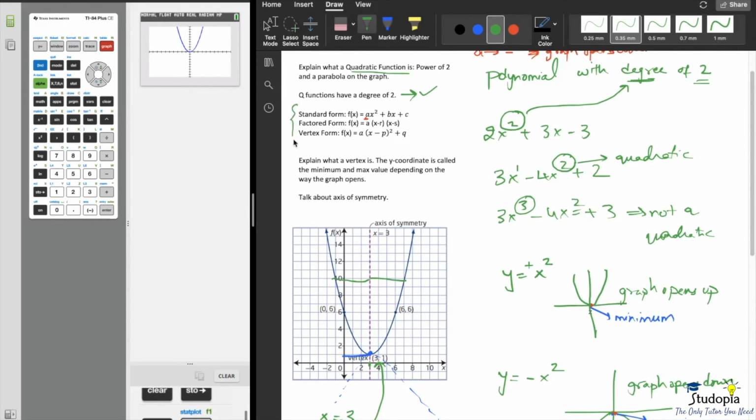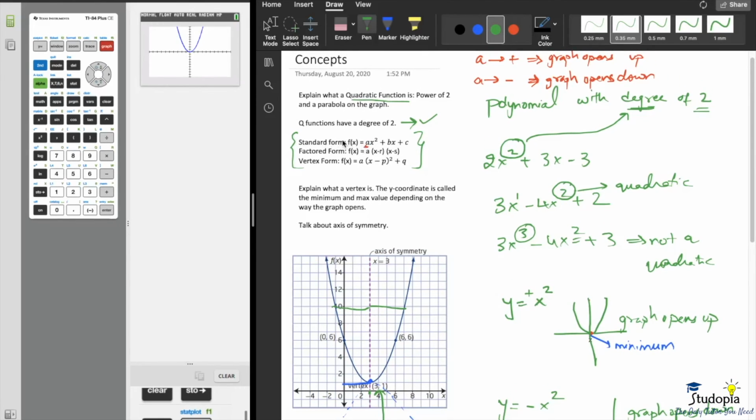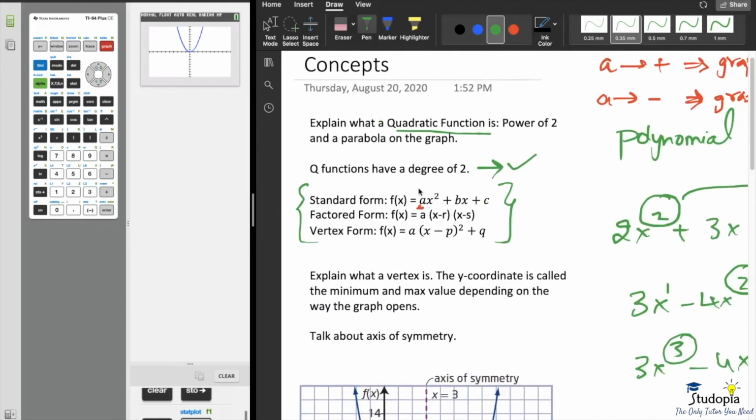So keep that in mind when it comes to writing equations. These are some forms that you need to know. Quadratic equations can be expressed in standard form, which is ax squared plus bx plus c. In factored form, if you remember from grade 10, your quadratics can be factored as a coefficient a, and then (x minus r) and (x minus s). And the vertex form is written as this.